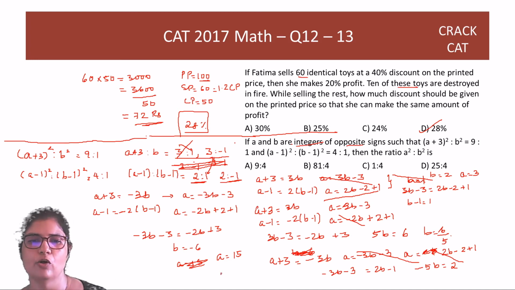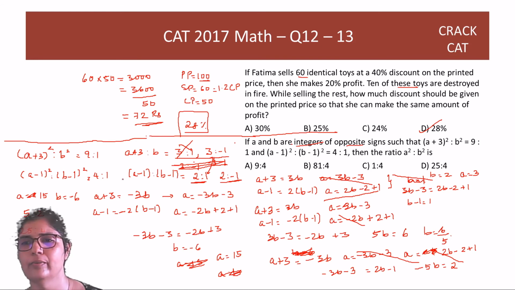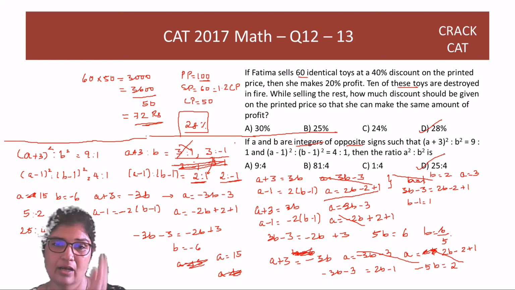Which means the ratio of A is to B. You get A as plus 15 and B as minus 6. So the common ratio of A and B is 5:2, and the square is 25:4. 5 is to minus 2 and 25:4. So option is D. So you can see guys, I even made one or two silly mistakes.